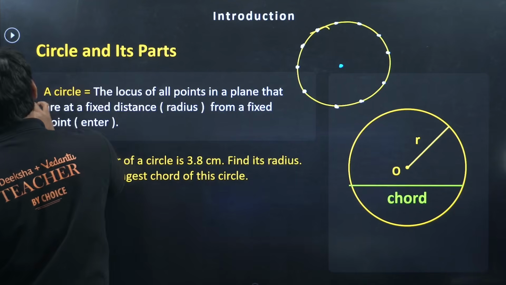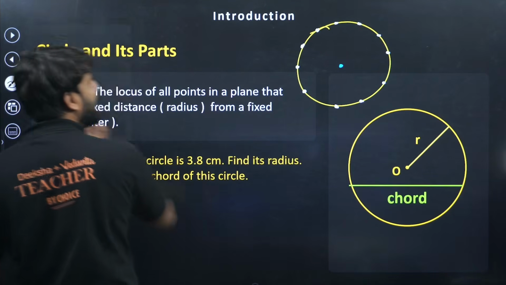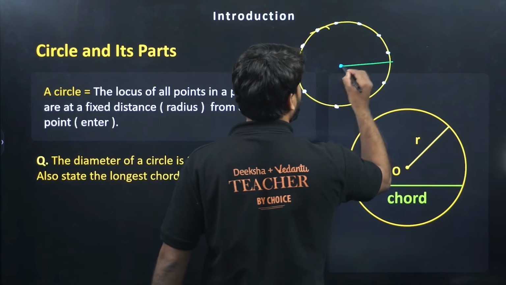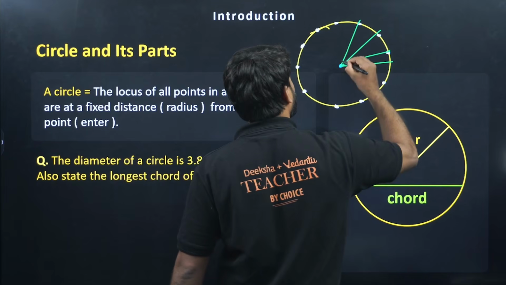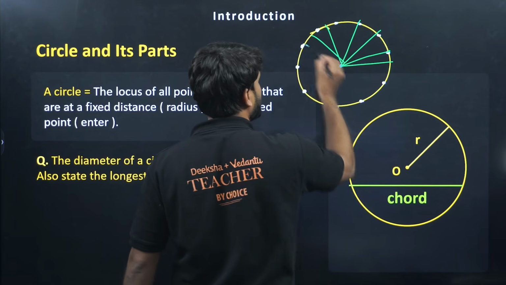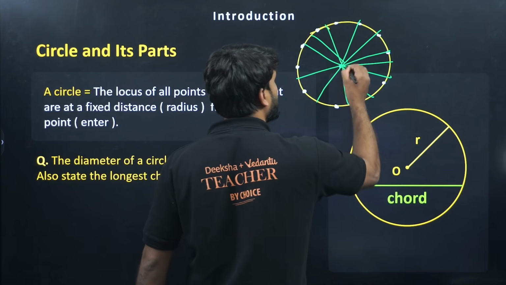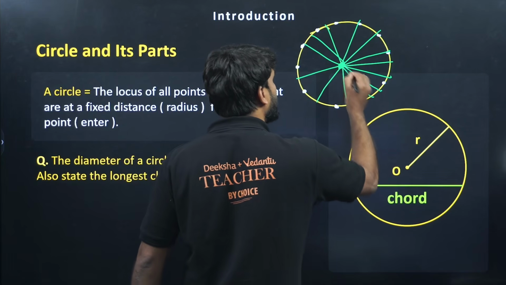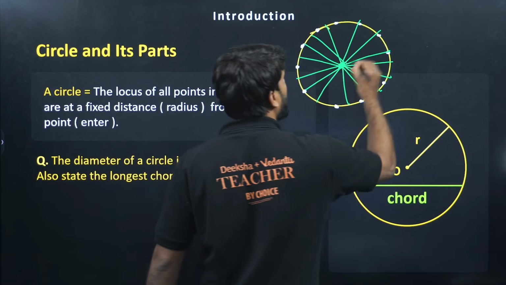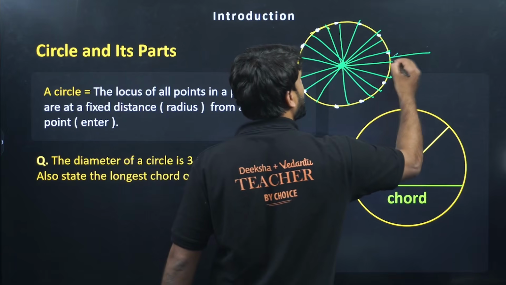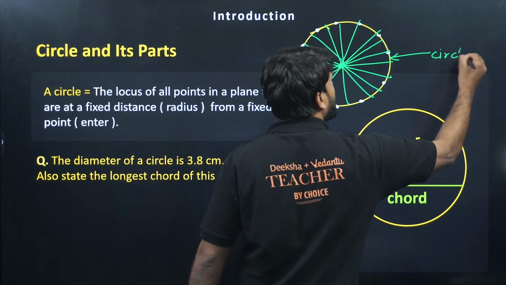And let me show you the green color. These all are radius. If we draw the distance of the blue dot from the boundary, all the distances are equal to each other. So this yellow color portion is called the circle.